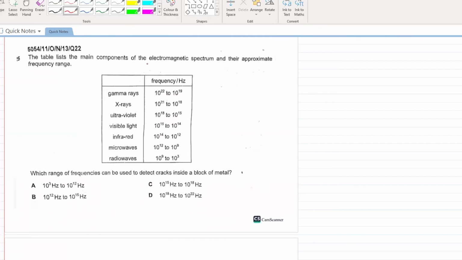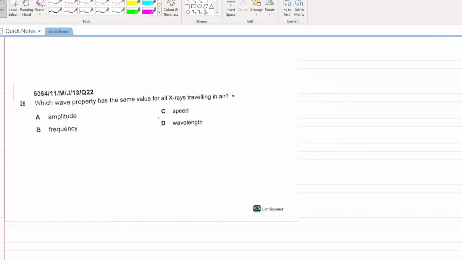The table lists the main components of the electromagnetic spectrum and their approximate frequency ranges. Okay. Which range of frequencies can be used to detect cracks in a metal? Okay. So we know cracks in a metal are detected by gamma rays and X rays. So from 10 power 18 to 10 power 22. Is there any option like that? D is your answer. Let's further move ahead.